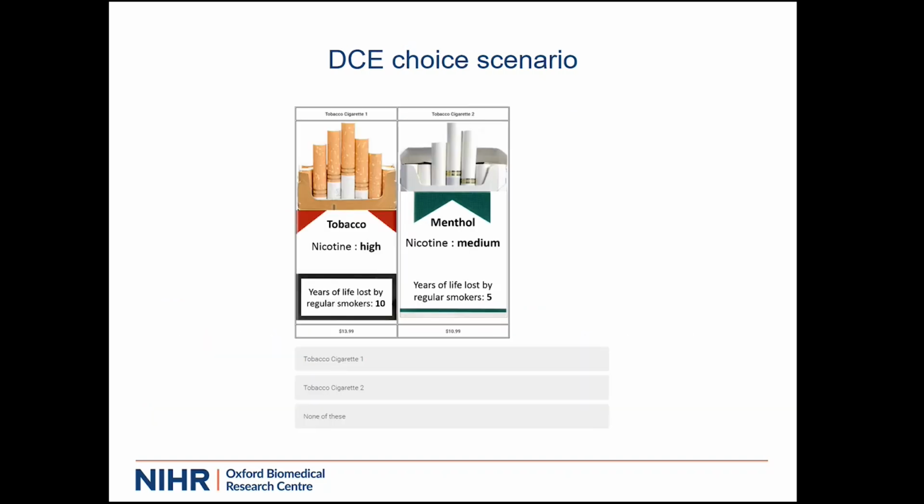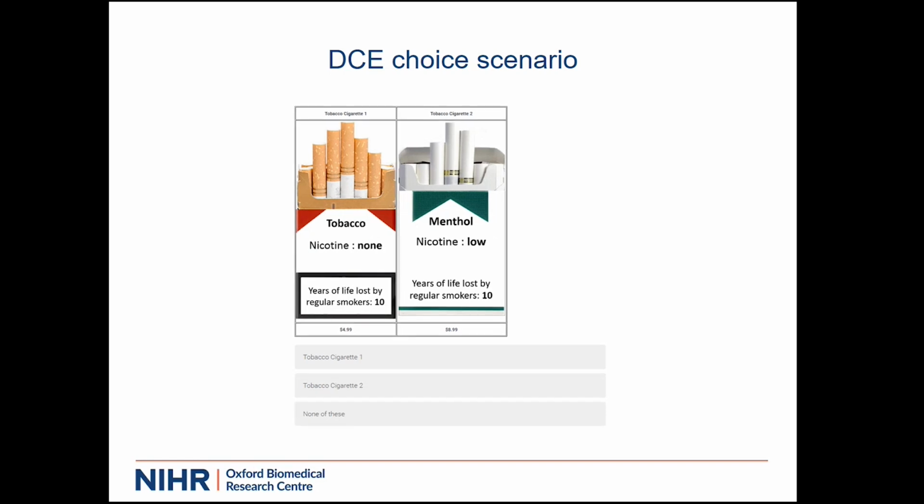So this is what a typical discrete choice experiment scenario looks like. In this case, it's tobacco choices, and I'm asking individuals to choose between packets of cigarettes. So I have two alternatives: cigarette packet 1 and cigarette packet 2. And then I'm going to describe those by their attributes or characteristics. In this case, the attributes are flavour, so tobacco or menthol, the level of nicotine in them, so high or medium in this case, the health harm expressed as life years lost to the average smoker, and finally the price, which you probably can't see at the bottom, apologies, it's a bit small.